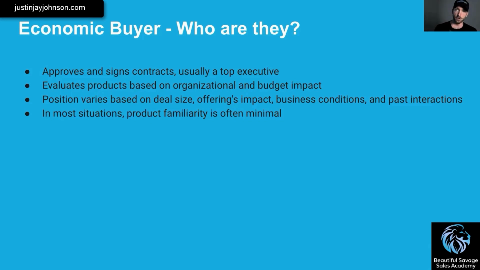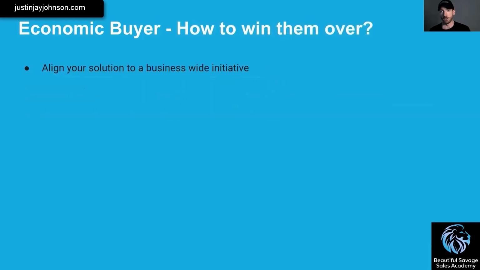I mentioned this earlier, but just to double down, product familiarity is often minimal. Sales reps waste a lot of time and energy helping the economic buyer become a product expert. At the end of the day, they don't care. What they care about is the impact. So save your energy with the economic buyer, use it elsewhere, and focus your energy in different ways to help win them over. And speaking of winning them over, this is how you do it.